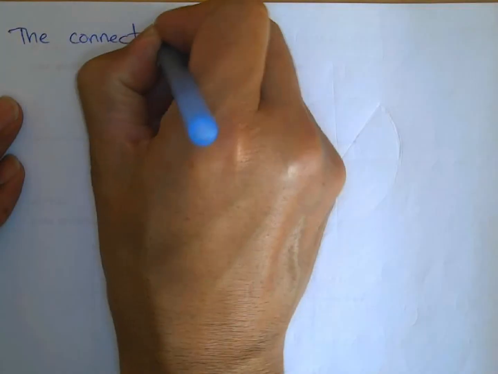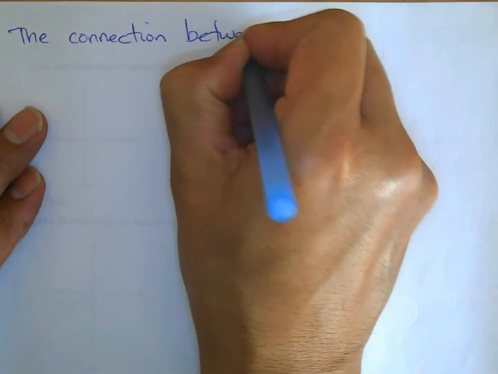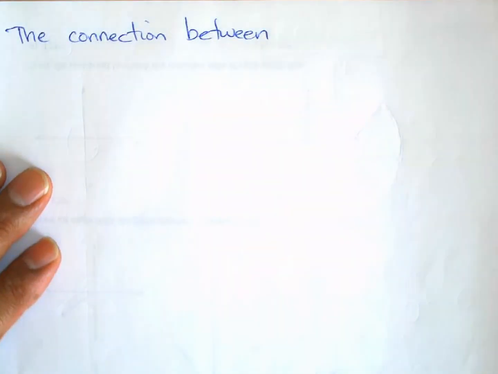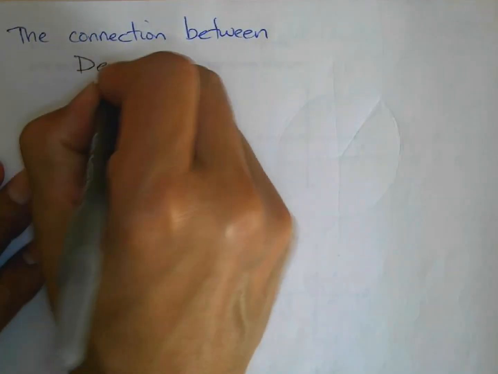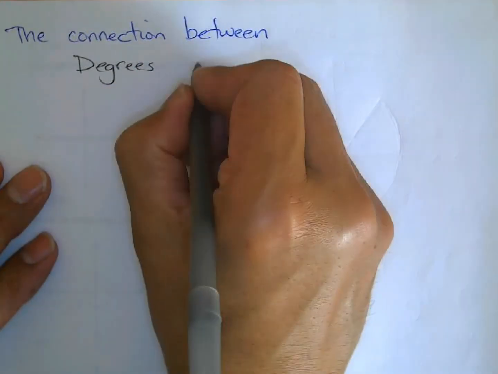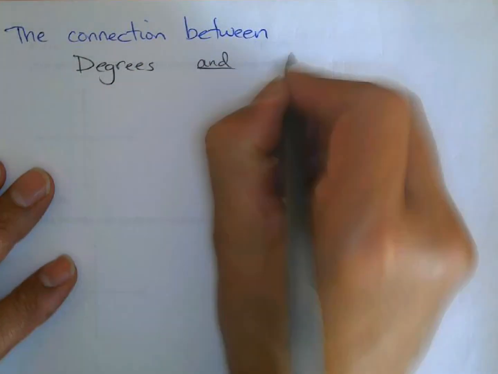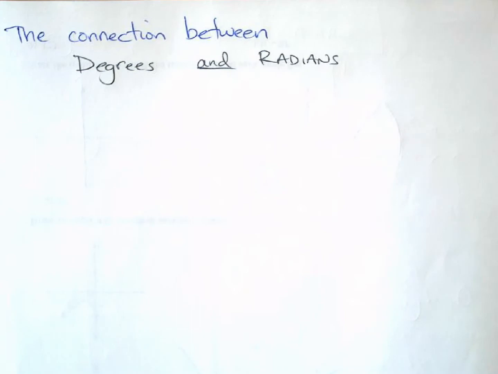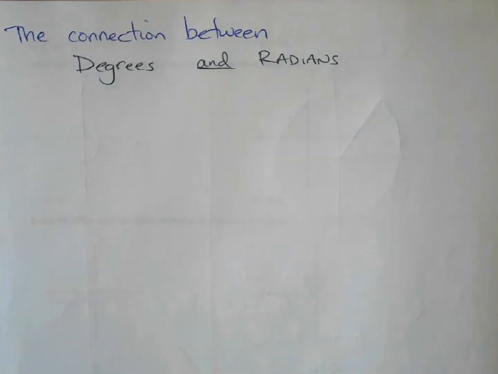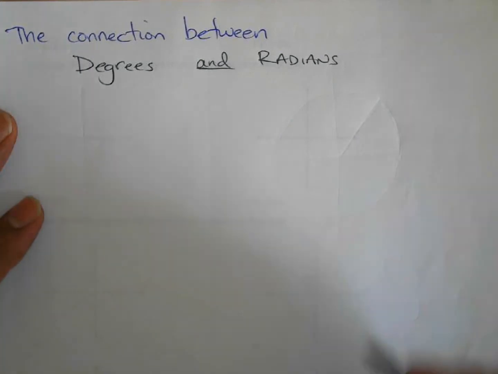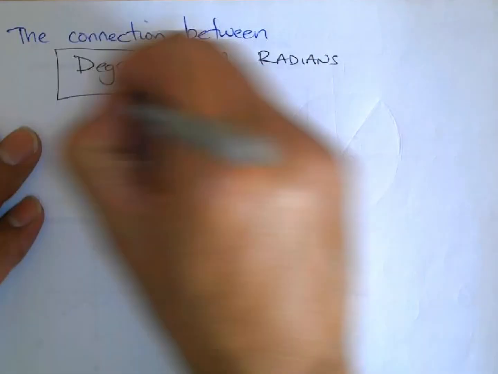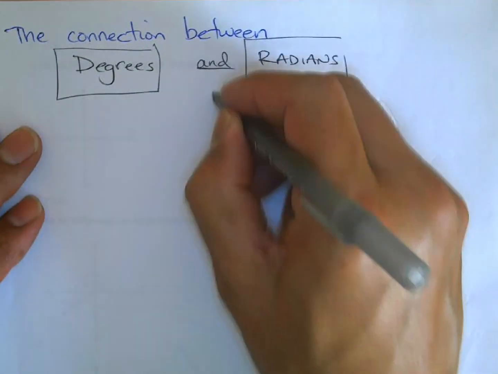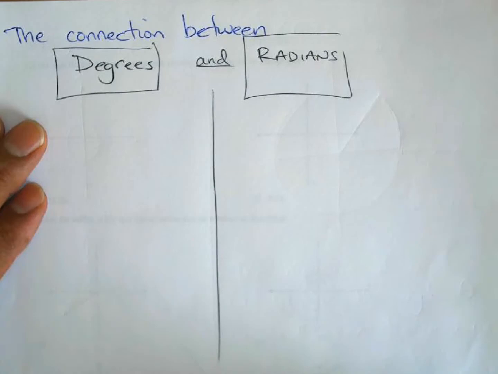Okay, so here's the connection between degrees and radians. All right, here we go. Okay, so we'll start with here. I'll keep it right here. Degrees is here. Radians is over here. I'll do the little split screen like this. All right.